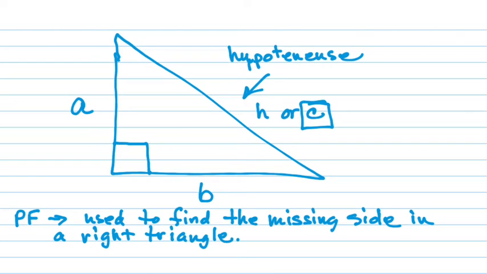So let's talk about the formula. The formula says that a squared plus b squared equals what? C squared. This is probably the only formula you'll ever remember for the rest of your life. Most adults, you can say, hey, what's the Pythagorean formula? And they go, that's that a squared plus b squared thing. It's just one of those formulas that sticks because it makes perfect sense.